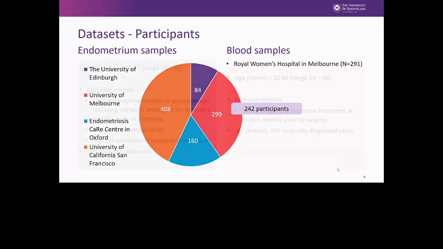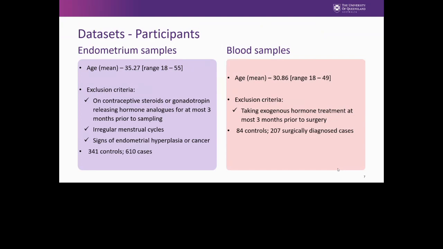So a little information about the datasets I use. This is the mean age for endometrium tissue samples, which is 35. Blood samples, 30. Exclusion criteria are hormonal treatments, irregular menstrual cycles, signs of cancer.